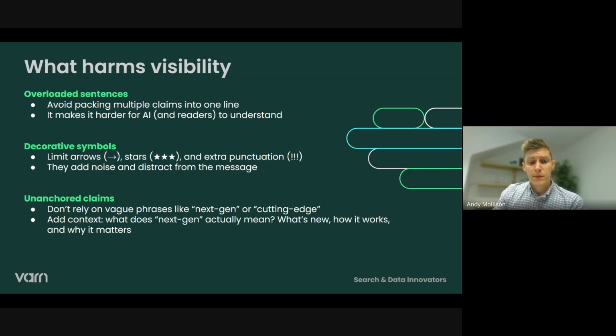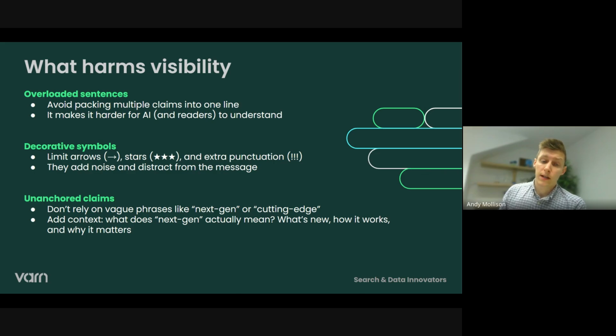And then what harms visibility? Probably "harms" is an overstep, but just what's not beneficial for visibility. Overloading your sentences. Going back to the earlier point about using headings to break down your content, use that structure to your benefit. Don't overdo it. Don't have a whole wall of text, because that's as difficult for an AI search to understand as it is for a human to read.